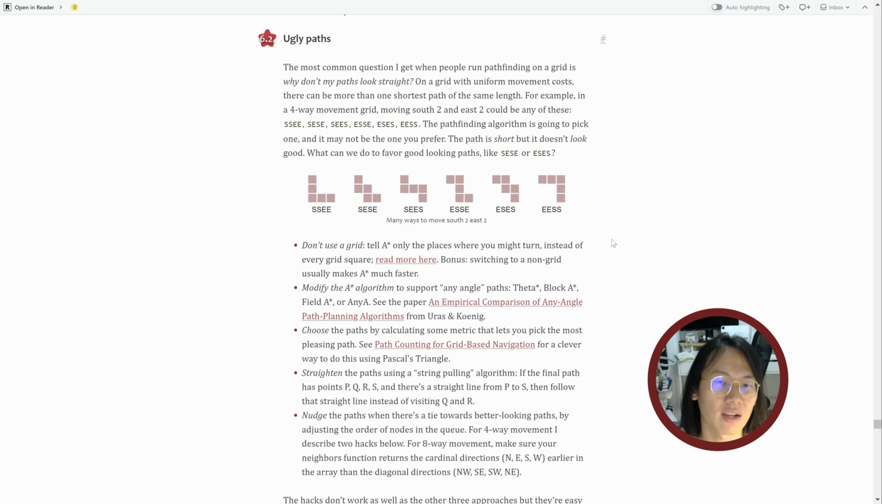For example, these ugly paths I see very commonly. This is a pretty path, this is a pretty path, but in the middle these are ugly paths, yet all of these paths have the same weight and the same distance. So ideally, the first and the last one would be the pretty ones.